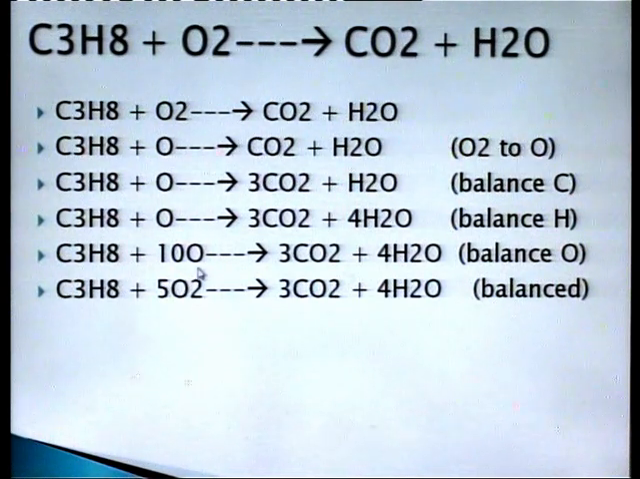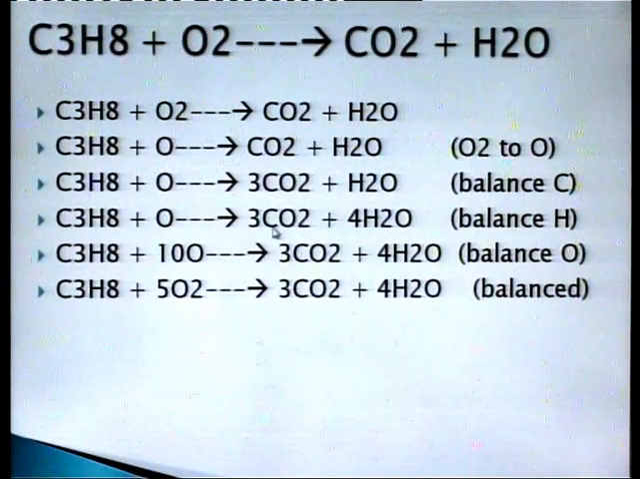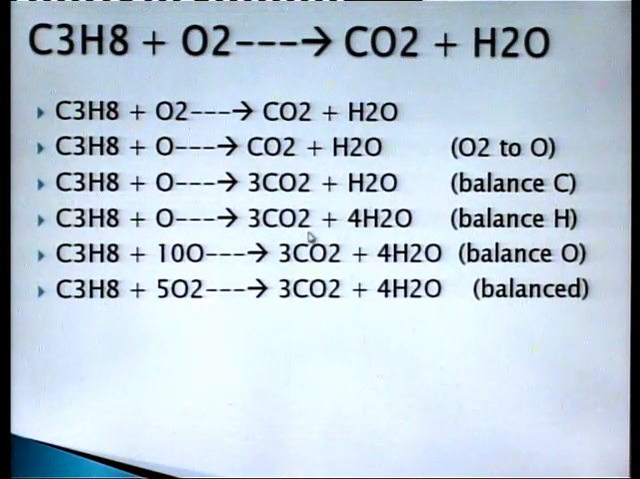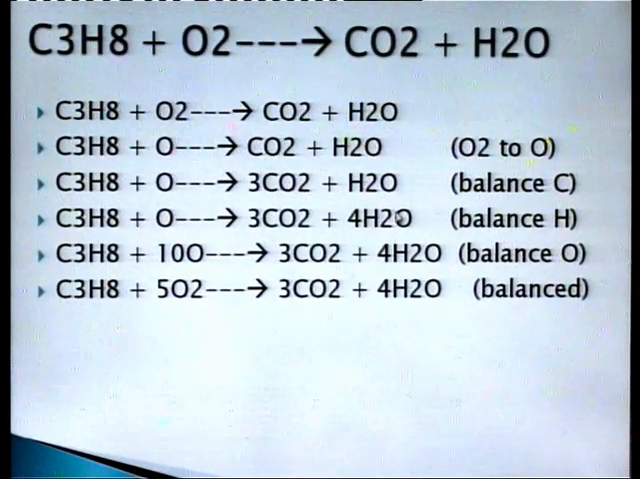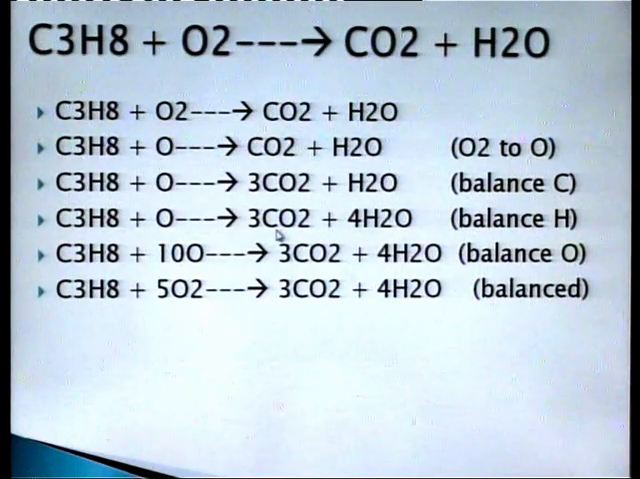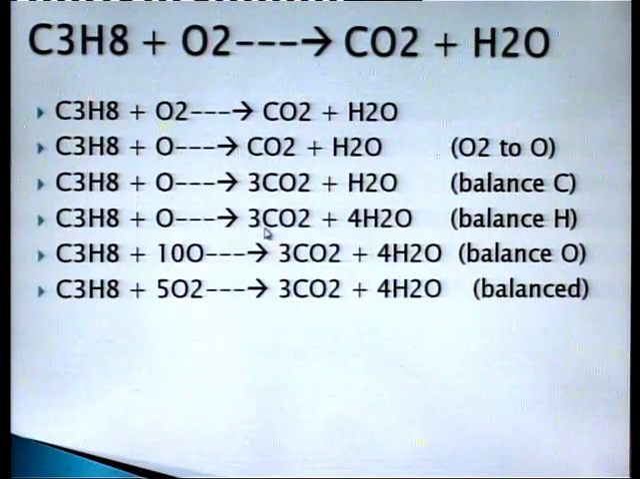Only one element is left unbalanced. Now, let us balance this element, that is oxygen. This side contains only one oxygen atom, but towards the product side there are 3 is to 2, means 6, plus 4, a total of 10 oxygen atoms, 6 in carbon dioxide and 4 in water. 10 oxygen atoms have to be balanced on this side. So, multiply atomic oxygen by 10. Now, in this reaction, oxygen has also been balanced.